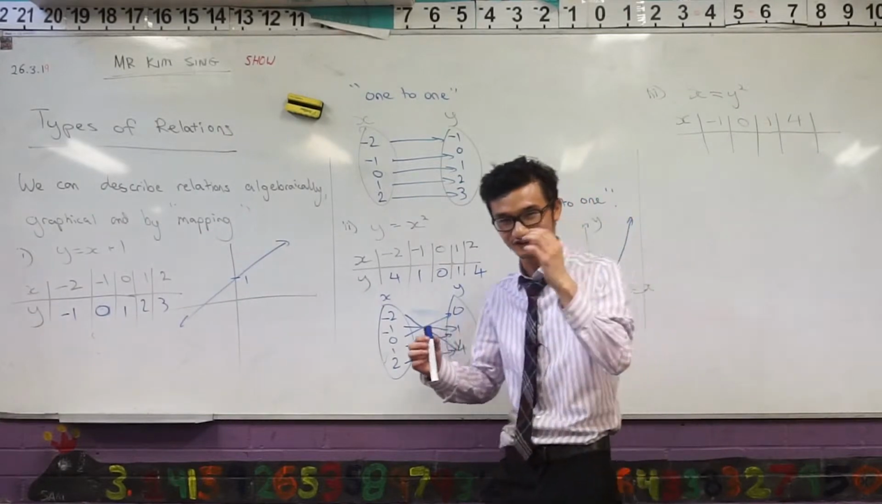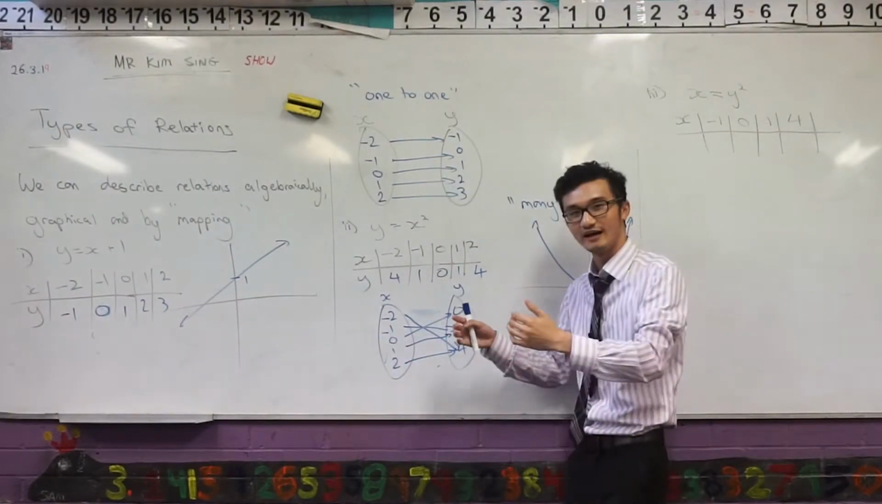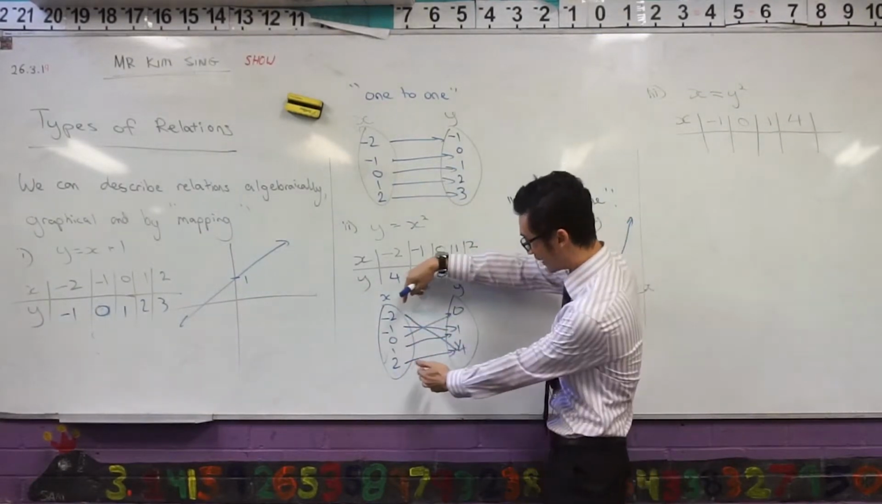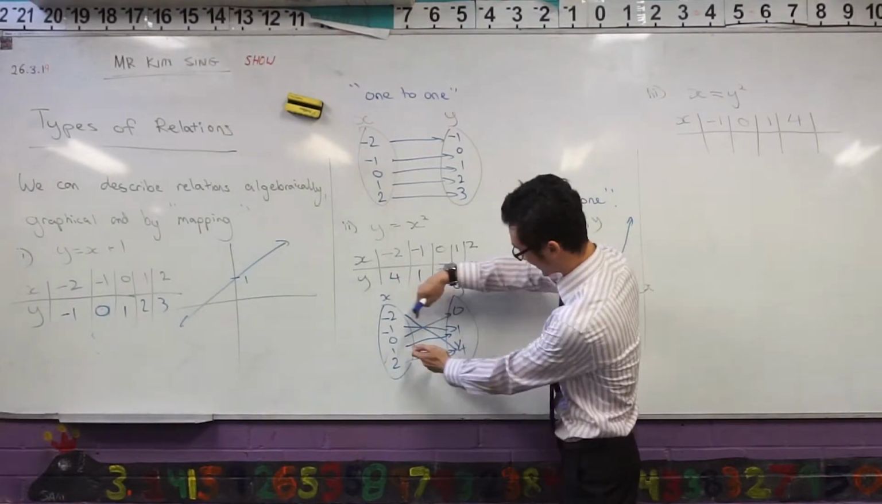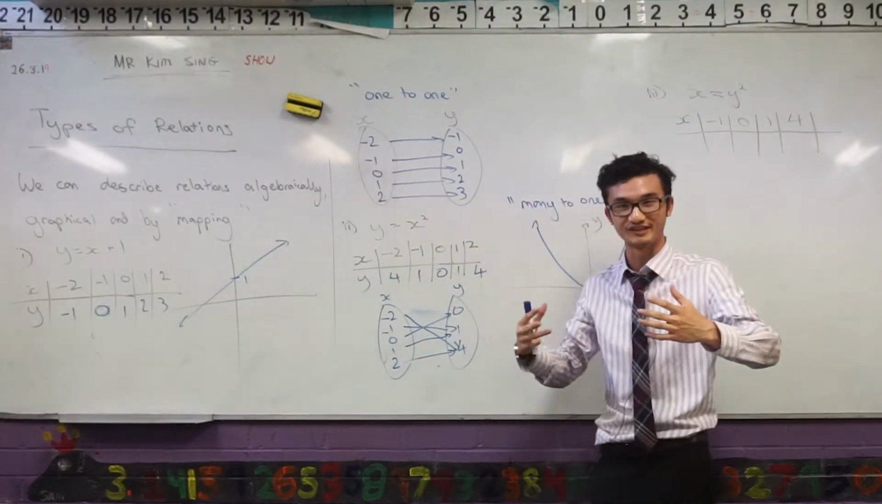And I think the emphasis is on how these arrows work. I've got multiple pointing to the same one. If that happens, that's a many to 1.